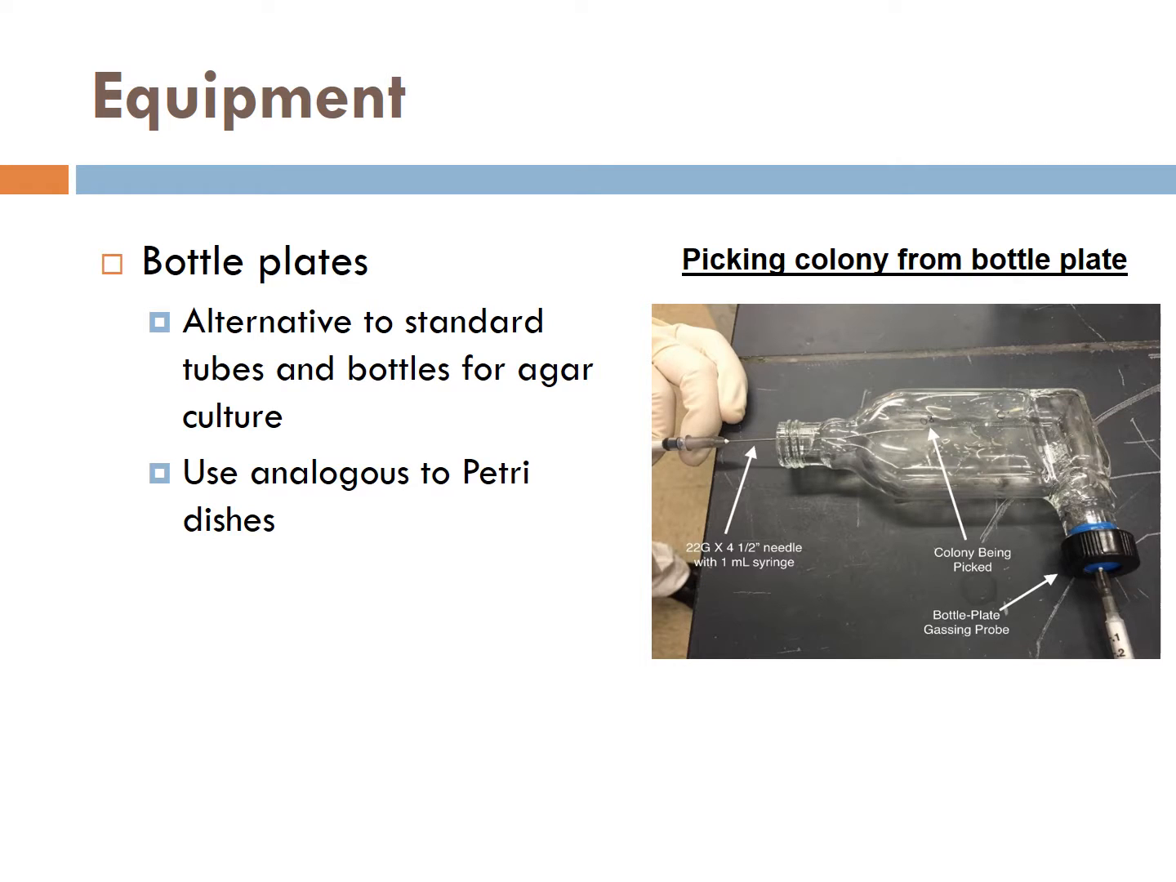The figure at the right shows that the bottle plate provides a broad, flat surface for agar, similar to the petri dish. The bottle is normally stoppered, but during use, one of the stoppers can be removed, and the bottle can be flushed through the other stopper with gas from the gassing station. Colonies that grow on the agar can be picked using a long needle.